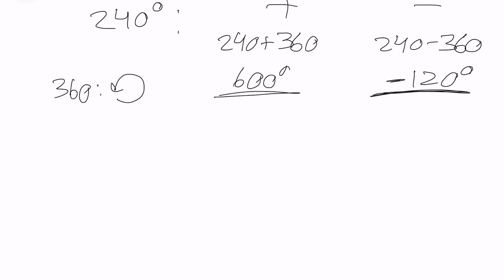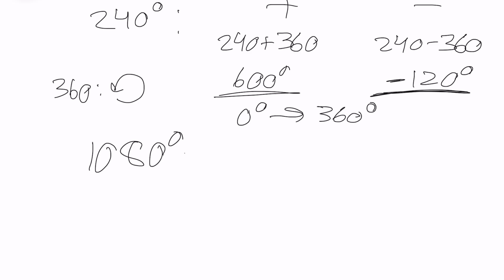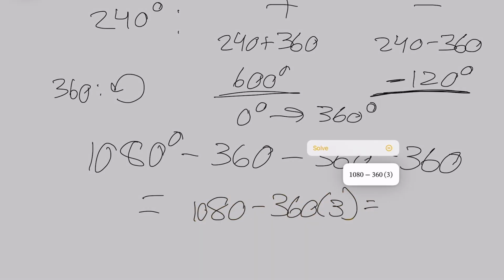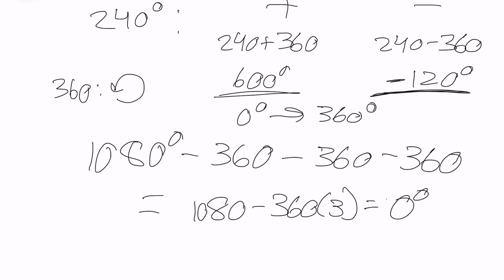But what if you get a more difficult coterminal angle? Like what is 1080 degrees? And we want to simplify it to be an angle in the range of 0 degrees to 360 degrees. Now we will have to repeatedly subtract 360 degrees. Once we subtract 360 three times, we're going to get 0 as the result, 0 degrees left.